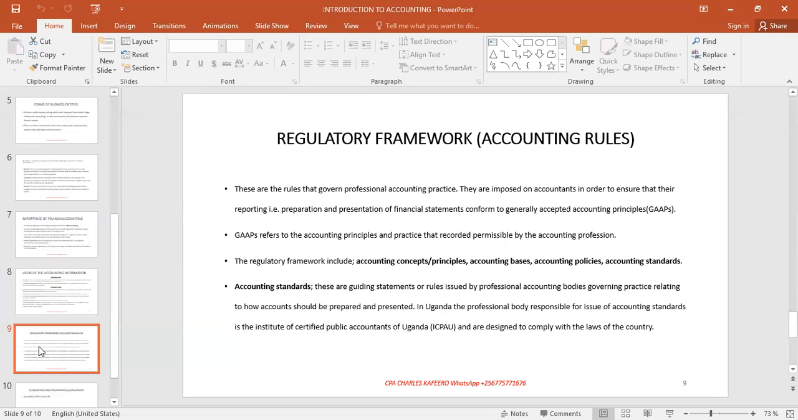The other, we can talk about the generally accepted accounting principles. That is the accounting principle and practice that is permissible by the accounting profession, which is the one guiding how these statements are supposed to be presented. So the regulatory framework includes the accounting concepts or principles, accounting bases, accounting policies, accounting standards. In all of those, I'm going to just highlight two: accounting standards and accounting principles or concepts.